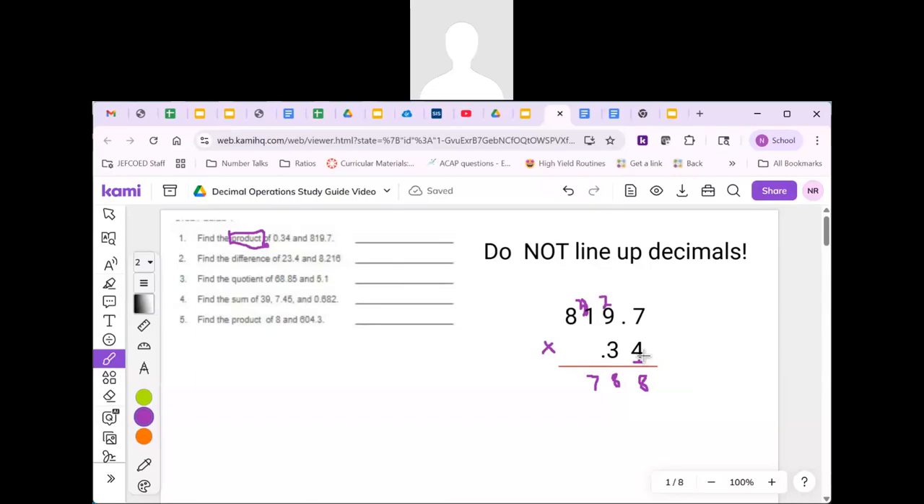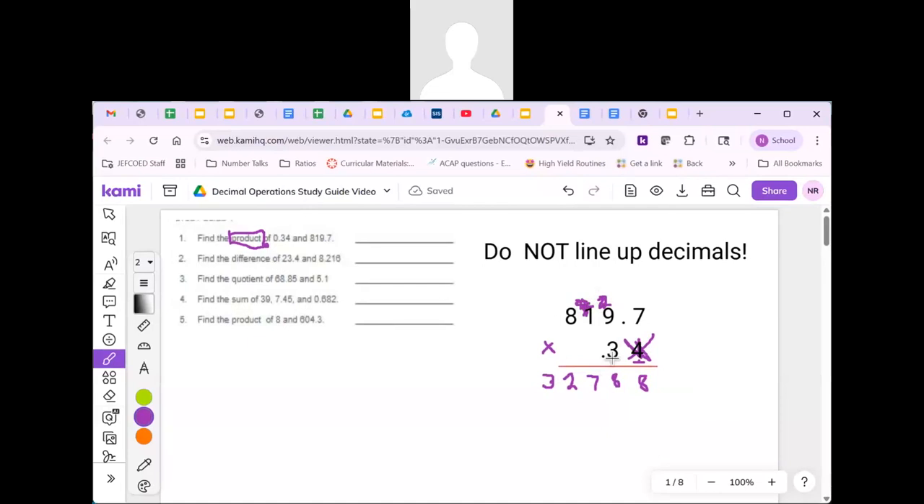And finally, I'm multiplying the 4 by the 8. 4 times 8 is 32. Okay, so that takes care of the 4. So a lot of times it's just best to totally mark that out so you don't even see it anymore. Mark these out so we don't even see them anymore. And start on your second number.